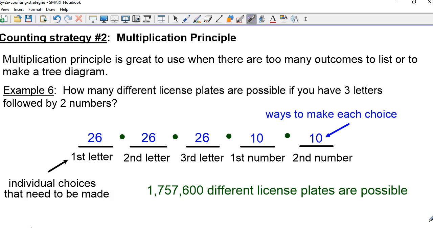But we could put a box per choice. We would say we have to make the choice of the first letter, and the choice of the second letter, and the choice of the third letter, then the choice of the first number, and the choice of the second number. And then we could fill those boxes with the number of ways to make the choice.